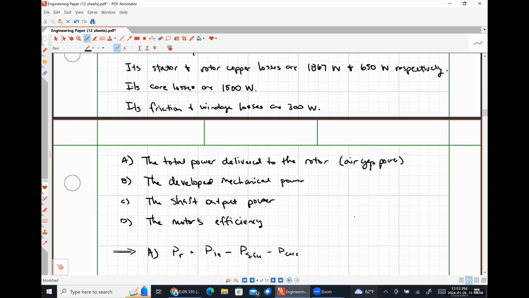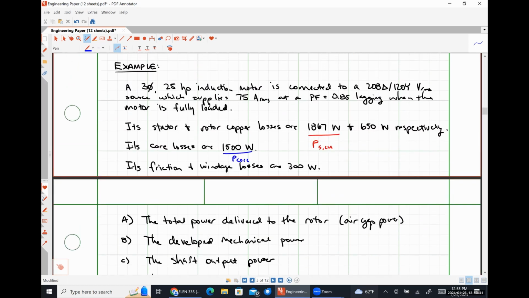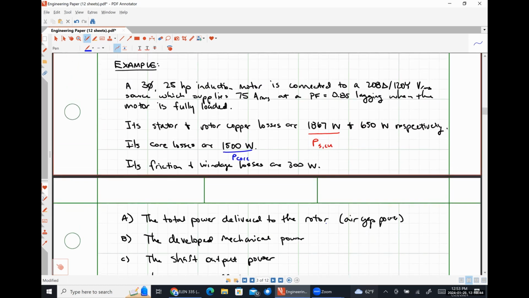So we have our stator copper losses. That's this guy right here. We have our core losses. That's this guy right here. So my question to you guys is, how do we figure out what our electrical input power was? Voltage and current. Okay. Fantastic answer. It's missing a little bit, okay? But that's a big part of it.